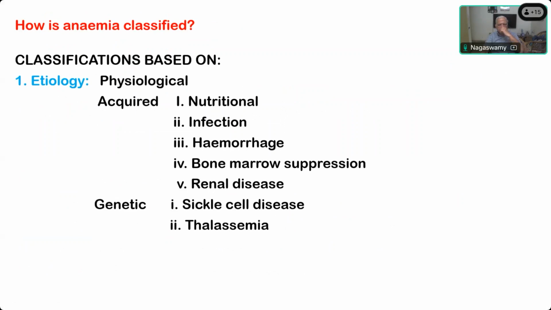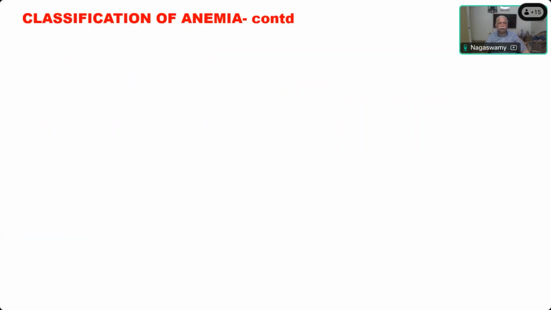Then there can be genetic causes, like sickle cell anemia and thalassemia, they are all genetically determined. So this is the first classification based on the etiology. Any other classification you know?